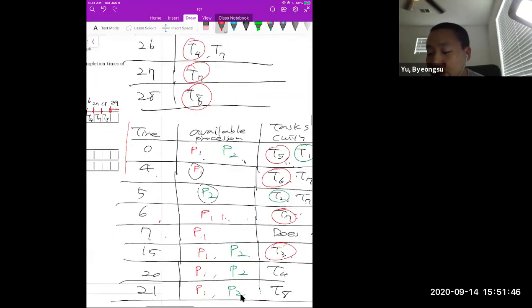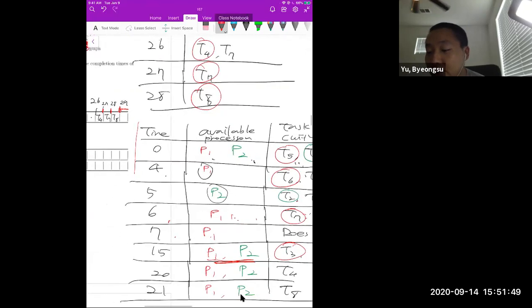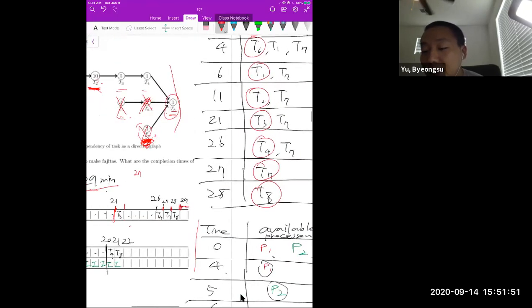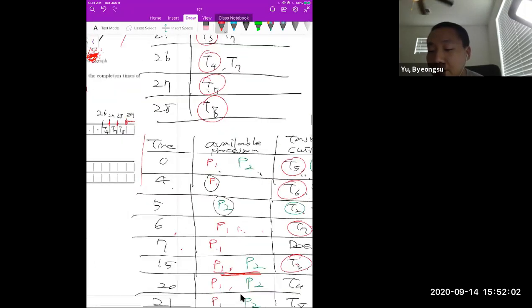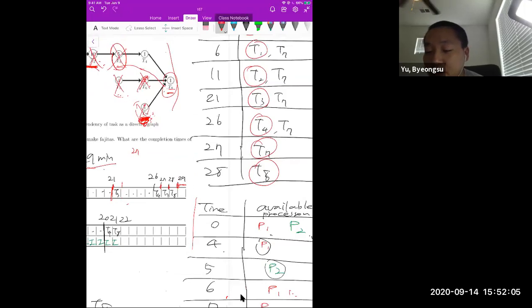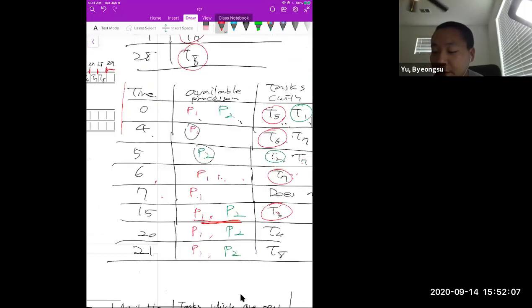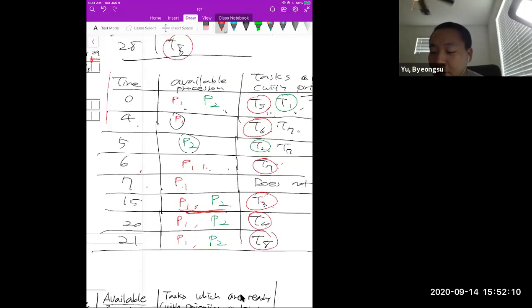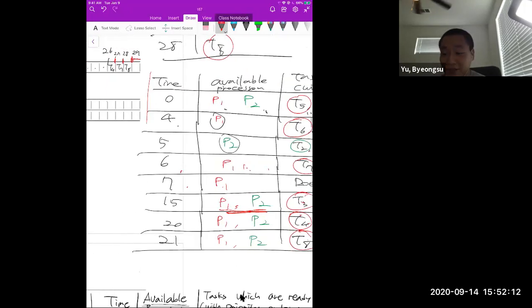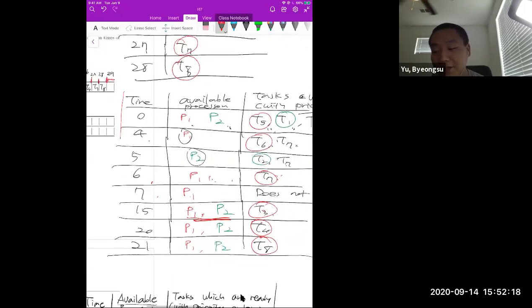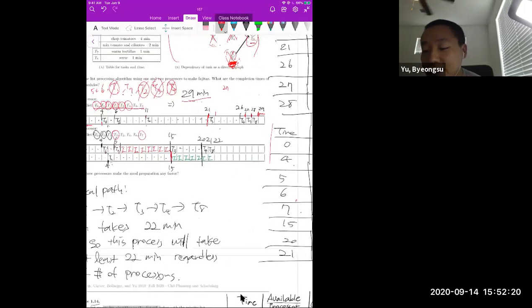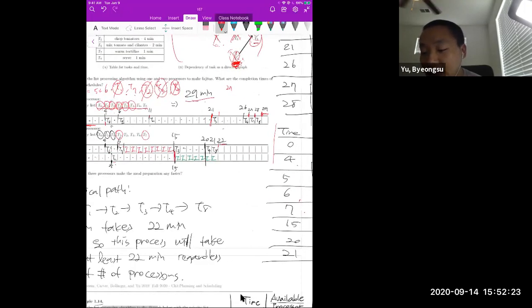Then there are two processors available, P1 and P2, but we have only a single chain, right? The ready task is T3, so you assign T3 first to processor 1, and after T3, you assign T4 to processor 1, and also T8 to processor 1, because there are no other jobs available simultaneously. Using this, you get 22 minutes in total.